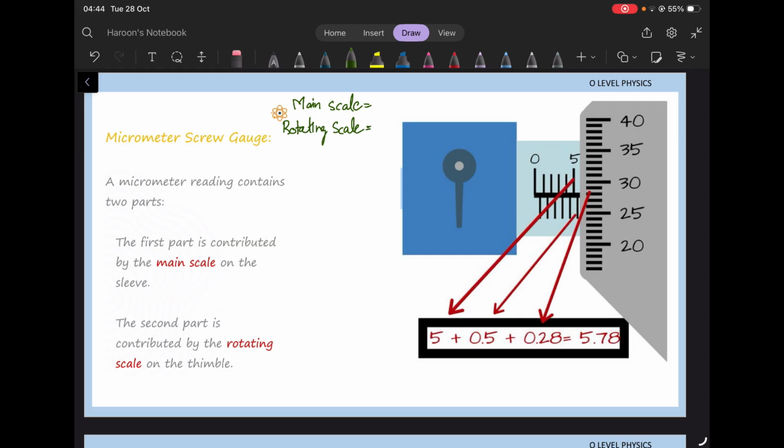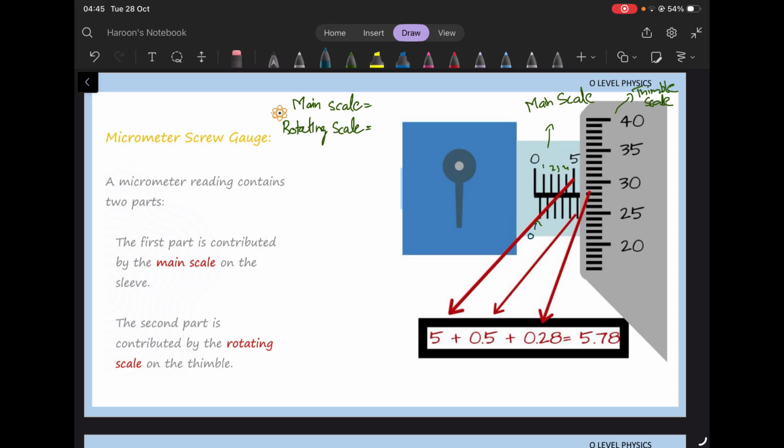So the first thing that we do, this is the main scale, of course. This is your main scale, and this scale that you see, this is your thimble scale, or rotating scale. So the first thing that we do, wherever the main scale reading ends, that is the reading that we want. So over here, this is 0, so this would be 1, 2, 3, 4, and as you can see, we have 5. And this line at the bottom that you see, this is right between 0 and 1. So this would actually be 0.5.